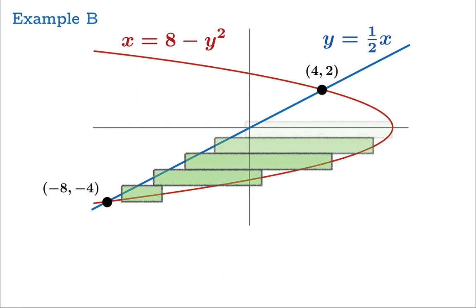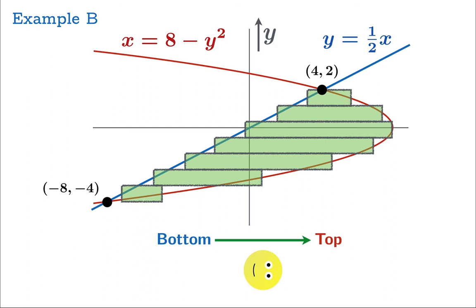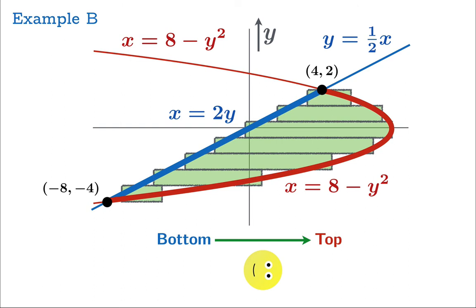Now let's repeat this. This time we'll integrate with respect to y. Your Riemann sum would look something like this. Y will be our integration variable. And you might want to turn your head to picture this, but bottom to top goes in this direction. So in this case, our top function expressed as a function of y, our integration variable, will be 8 minus y squared. And the bottom function expressed as a function of y, the integration variable, will be x equals 2y.